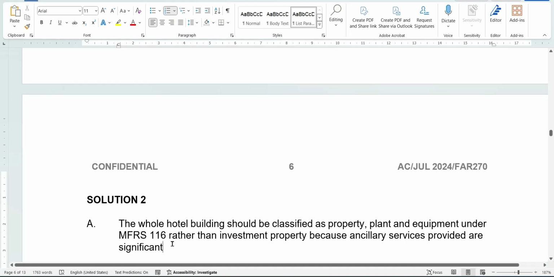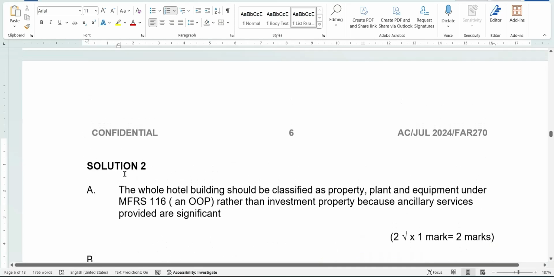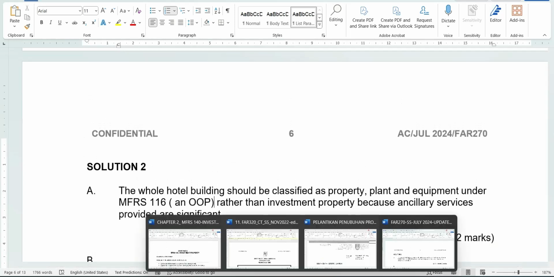But this one is an item of PPE because it is an owner occupied property, so it should be classified as property, plant and equipment, because this is an owner occupied property. Okay, that was for the first part. Let us look at the second part.